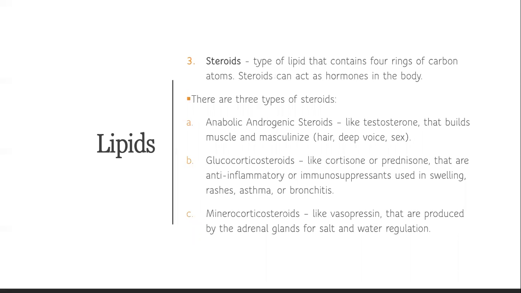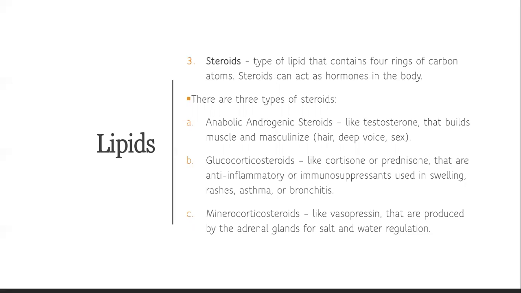The third type of lipid is the steroids. They are a type of lipid that contains four rings of carbon atoms and can act as a hormone in the body. There are three types of steroids. We have the anabolic androgenic steroids, we also have the glucocorticosteroids, and we have the mineralocorticosteroids.